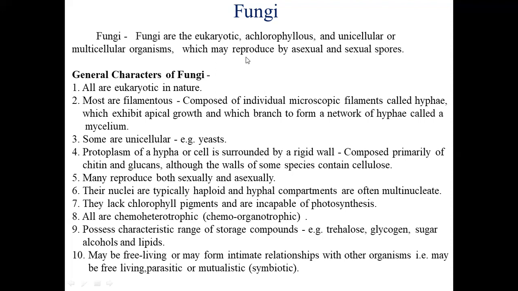Next is reproduction by asexual as well as sexual spores. We are going to see the reproduction in detail in the next lecture. So there are two categories, asexual and sexual, and one more which is not mentioned there, that is vegetative reproduction. So three types of reproduction are possessed in the case of fungi. So this is the first definition: eukaryotic, achlorophyllous, unicellular or multicellular, and reproduced by asexual, sexual, and vegetative reproduction. So this is about the definition of fungi.